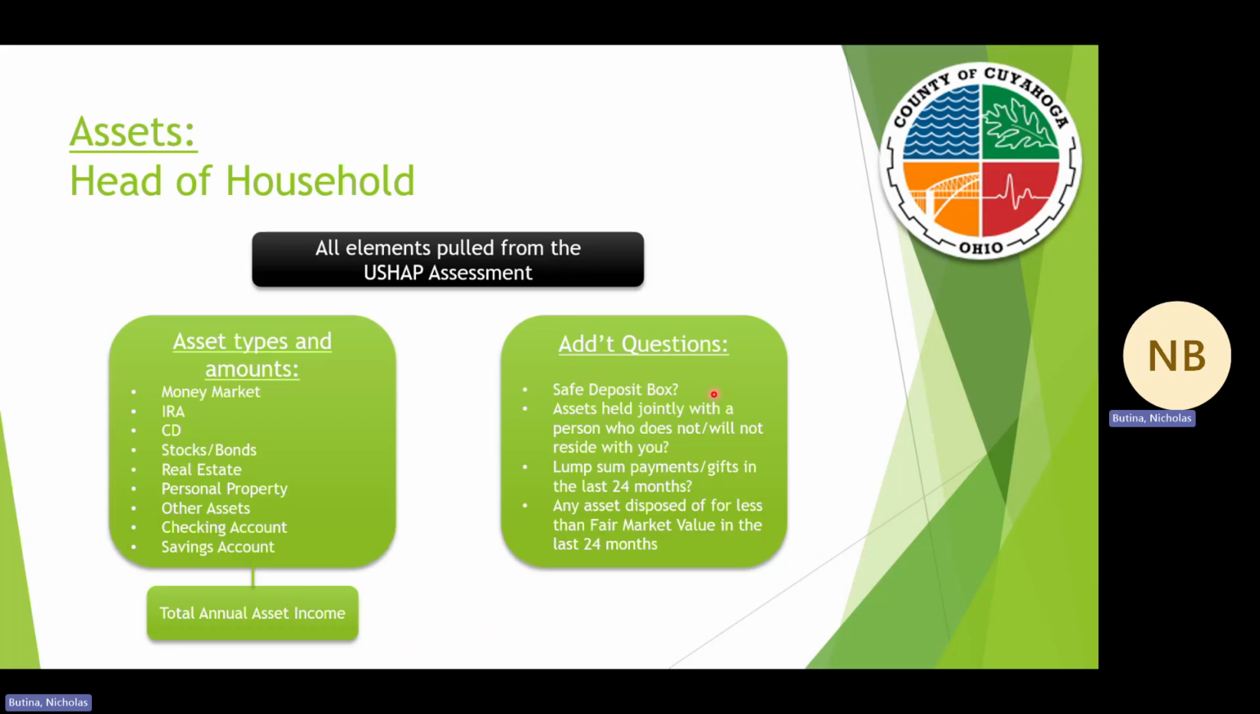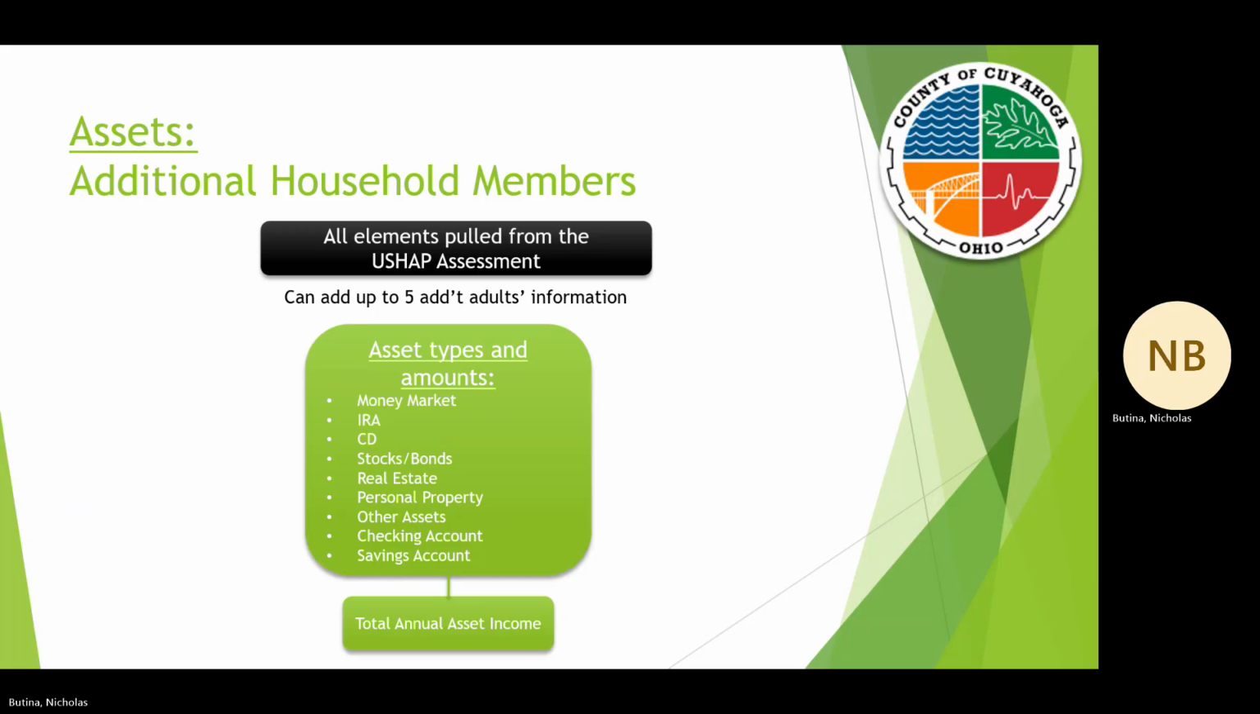Does the person have a safe deposit box? Do they have assets held jointly with the person who does not and will not reside with them? Have they received any lump sum payments or gifts in the last 24 months? And are there any assets disposed of for less than fair market value in the last 24 months? As with income, assets for up to 5 additional adults can be recorded on the USHAP as well. So anybody who's over the age of 18 will need to have their assets listed and the amounts.